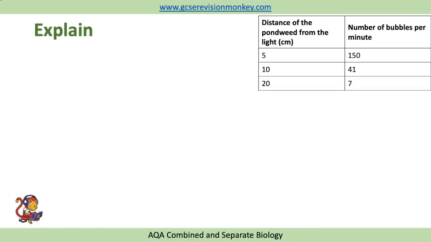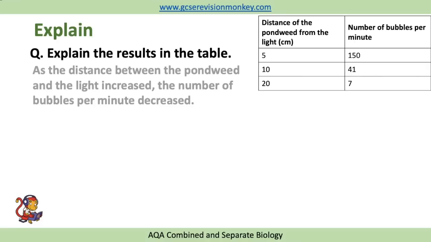And let's look at the explain questions. Explain the results in the table. So the results in the table are showing the distance of the pondweed from the light and the number of bubbles per minute. So a little snapshot of data from one of your required practicals. So explain doesn't mean that you write as the distance between the pondweed and the light increased, the number of bubbles per minute decreased. That's writing a conclusion or describing the results in the table.